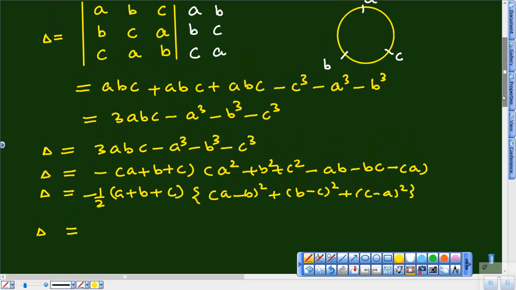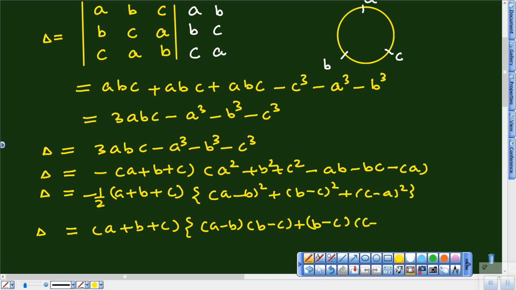This becomes A plus B plus C. Minus is sent inside the second bracket, and the second bracket renders into a factor which can be written as A minus B into B minus C plus B minus C into C minus A plus C minus A into A minus B.